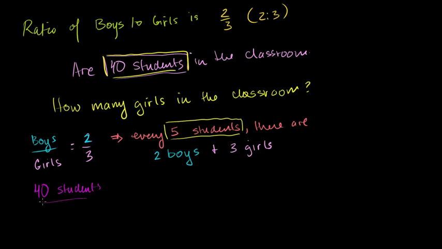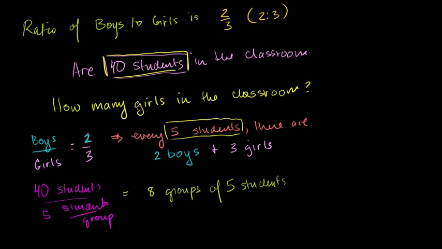And then there are 5 students per group. I figured out that group just by looking at the ratio. For every 5 students, I have 2 boys and 3 girls. So how many groups of 5 students do I have? That means I have 8 groups. 40 divided by 5, I have 8 groups of 5 students.